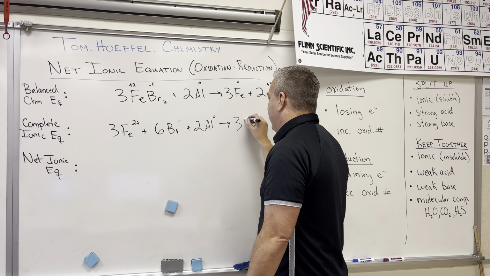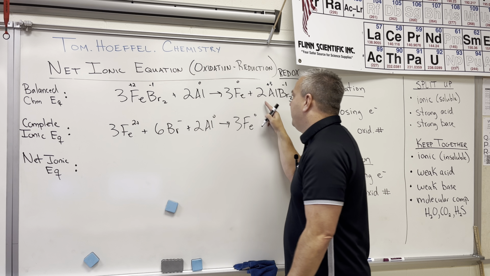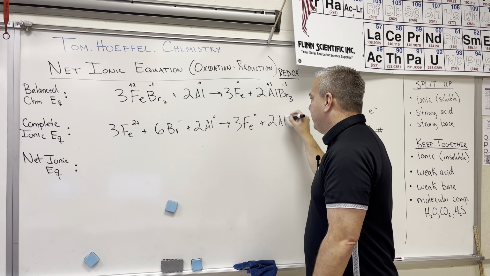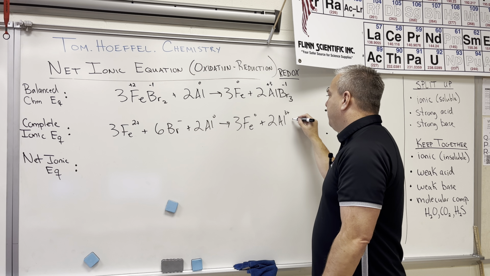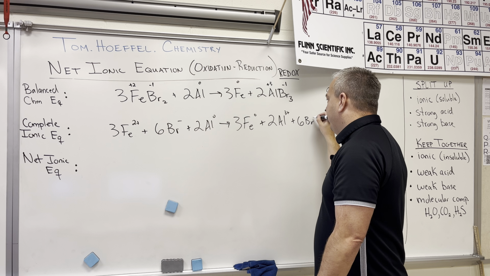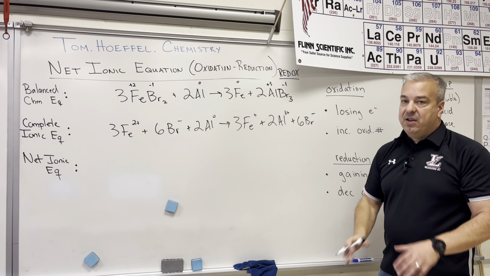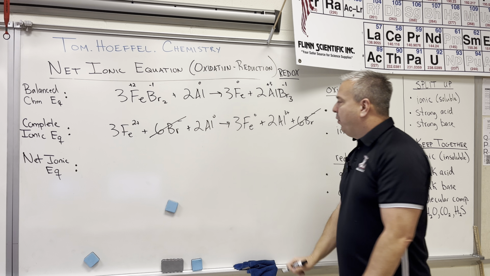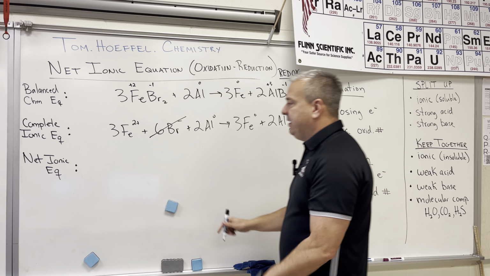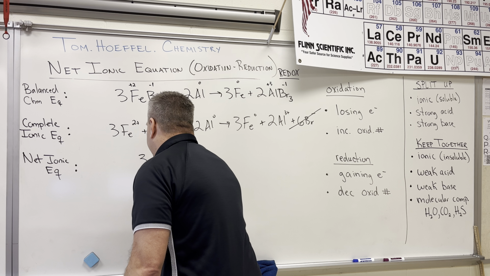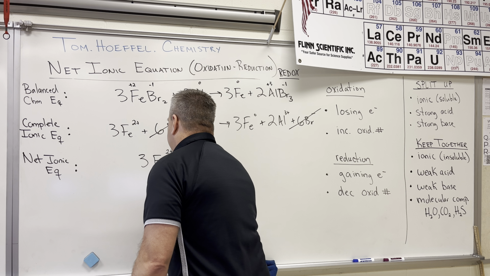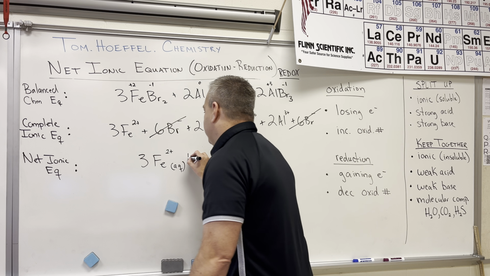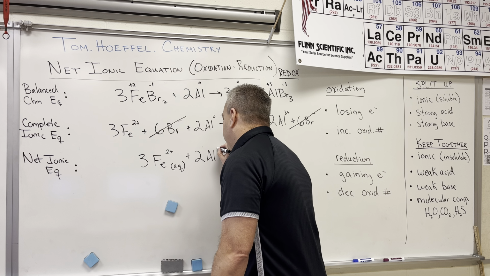And we're going to get 3 irons that are neutral. And this is going to split up into 2 aluminums and 6 bromines again, all of them that are charged. Okay? So we're going to cross out the spectator ions, which are the bromide ions. And that's going to leave us with 3 irons that are charged. And if it's charged, remember, that means it's in solution, okay? And it's going to bump into 2 aluminums that are neutral.